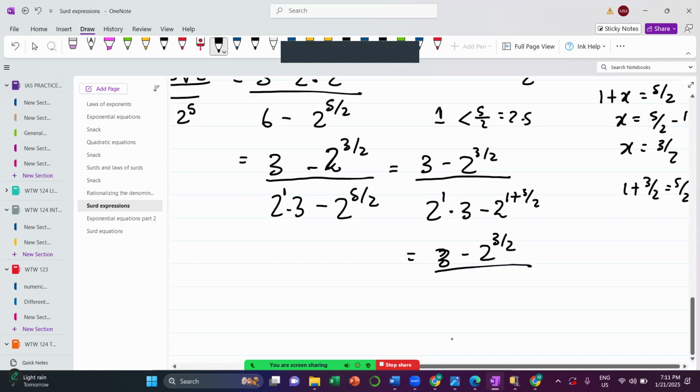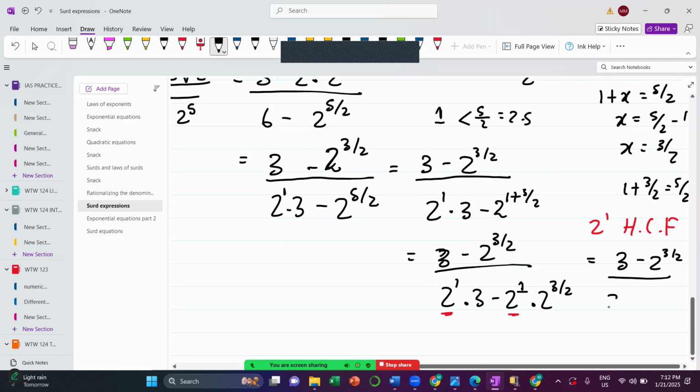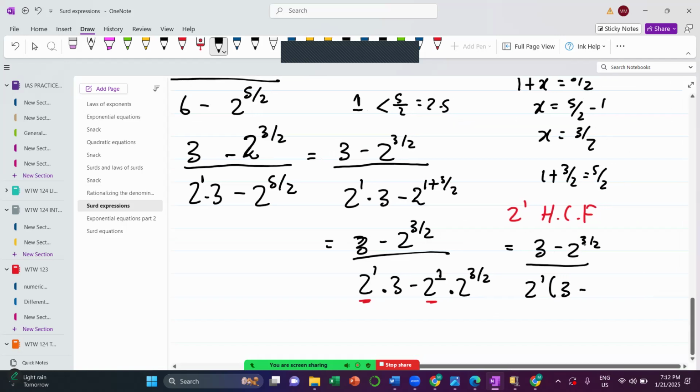At the bottom, I can just take out 2 to the exponent of 1. So I can write 2 to the exponent of 1 times 3 minus 2 to the exponent of 1 times 2 to the exponent of 3 over 2. And I still continue. So check now, what do I have? I have 2 to the exponent of 1 as my highest common factor. So I can continue and say, I have 3 minus 2 to the exponent of 3 over 2 all over, I take out 2 to the exponent of 1 into 3 minus 2 to the exponent of 3 over 2, right?